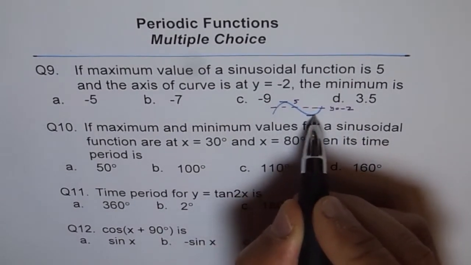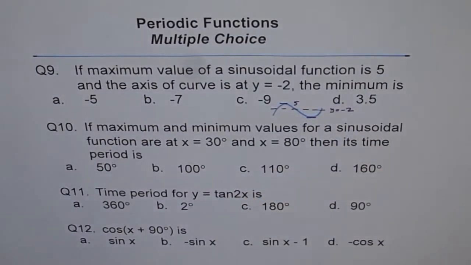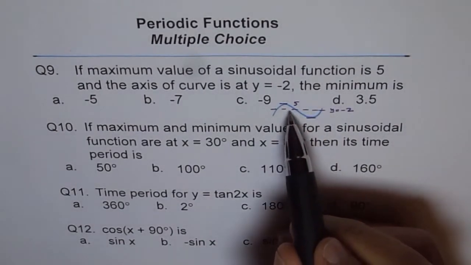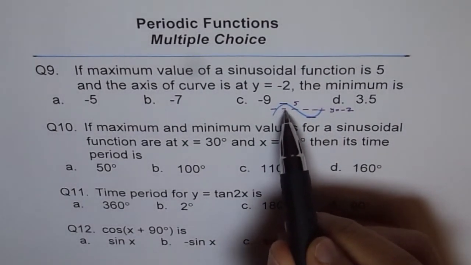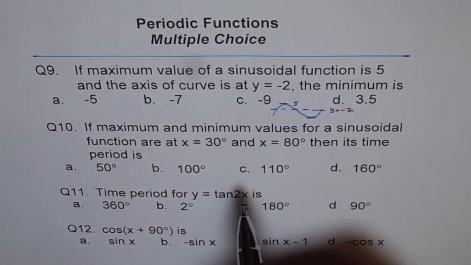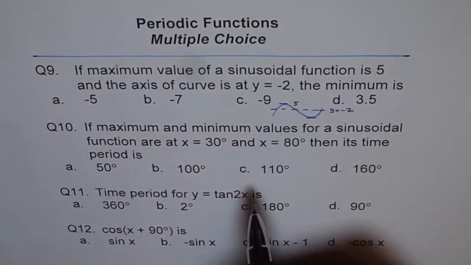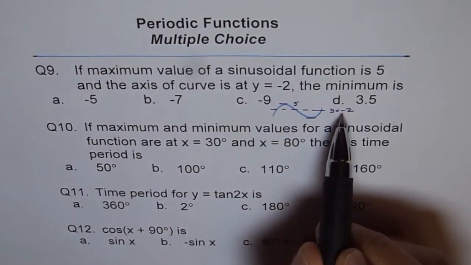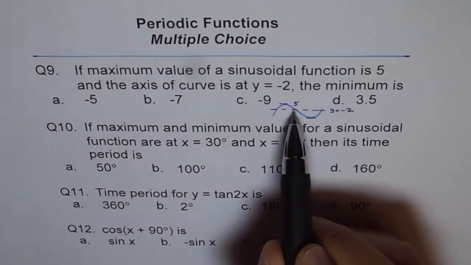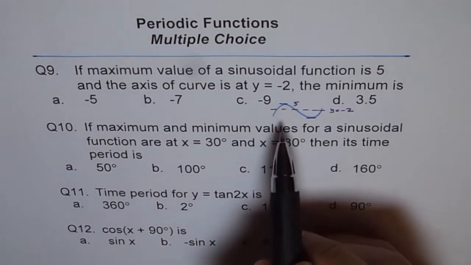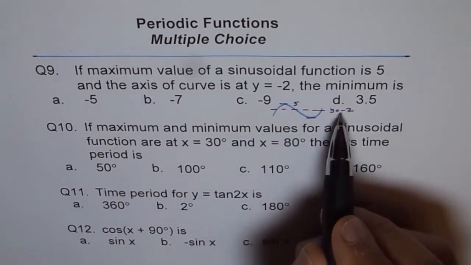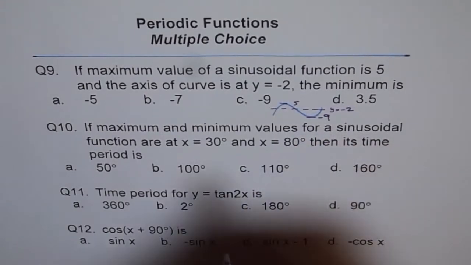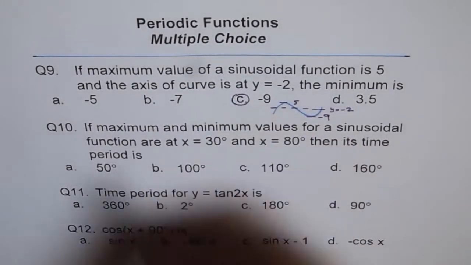Then how much is the minimum? So how will you find? So, minimum is as far away as maximum is from the axis of symmetry, right? That is the purpose of the axis of symmetry. So how far away is 5 from minus 2? So when you go 2 plus 5, 7. So it has to be 7 below minus 2. So the answer is minus 9, correct? So that is the right solution for this question.